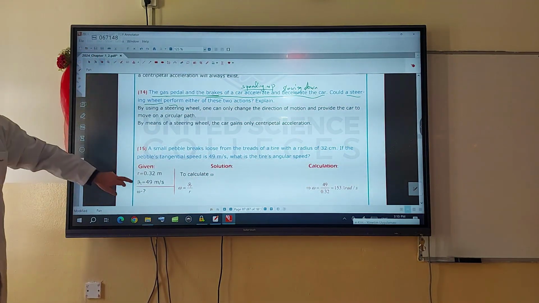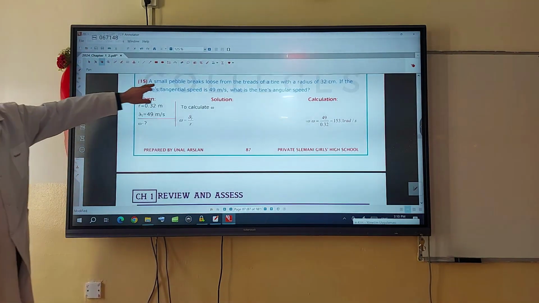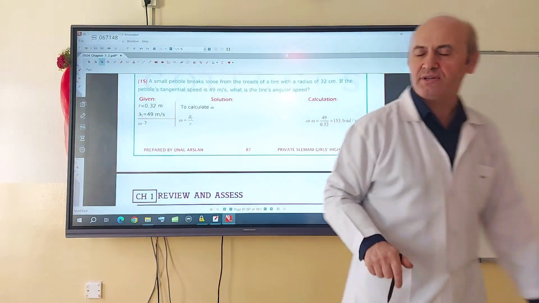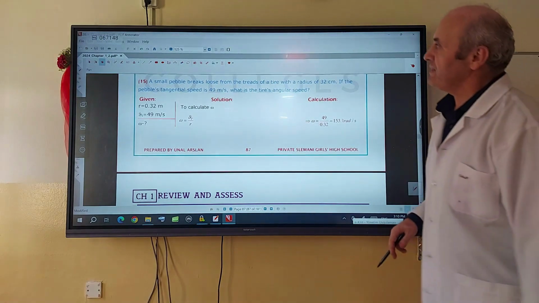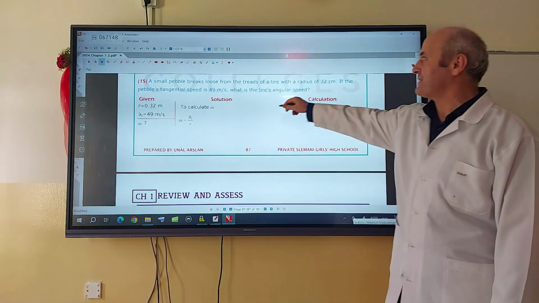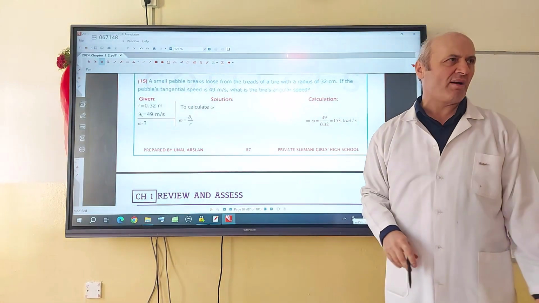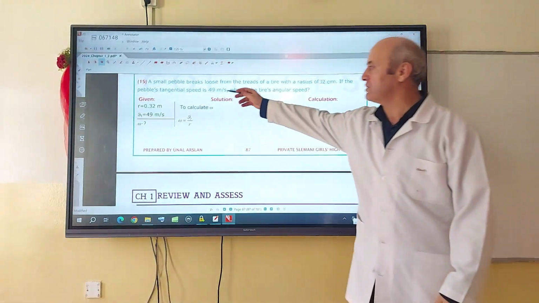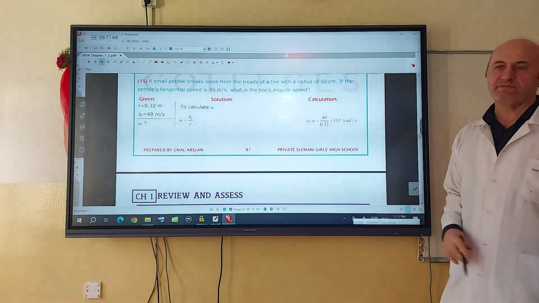Question number 15. A small pebble breaks loose from the treads of a tire with a radius of 32 centimeters. If the pebble's tangential speed is 49 meters per second, what is the tire's angular speed? Omega, very easy. You know, Vt is equal to R times omega. Omega is equal to Vt over R. Vt is given, R is given. Find the answer.